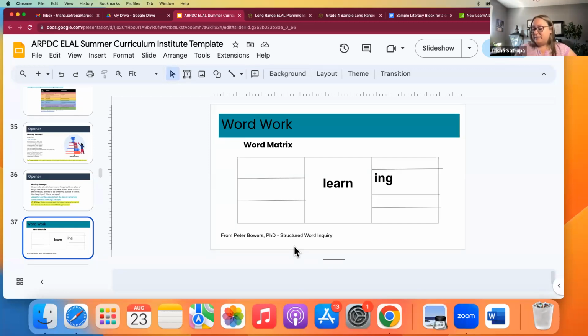I'm going to kind of demonstrate how I would work through this. So I would say to them, the two pieces that we've talked about today, the poem we looked at and our morning message, both were connected to learning. They both had something to do with learning. So let's take a minute or a few minutes and really look at the word learning.